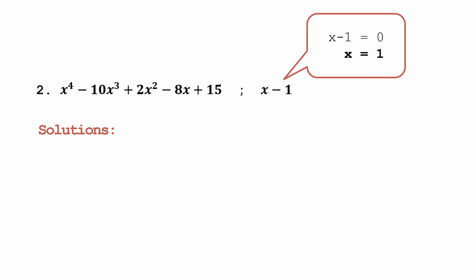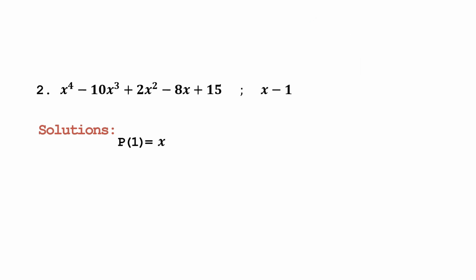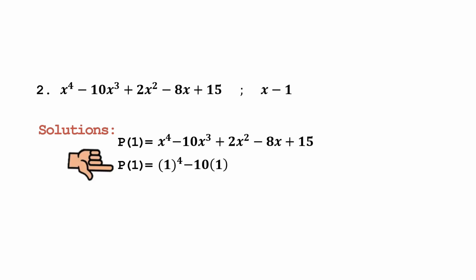Now we are on our second example. We have x raised to 4 minus 10x cubed plus 2x squared minus 8x plus 15 divided by x minus 1. So the same process, let's find the value of x, equate that to 0, and then x is equal to positive 1. And then substitute positive 1 to our polynomial function. We have 1 raised to 4 minus 10 times 1 raised to 3 plus 2 times 1 raised to 2 minus 8 times 1 plus 15.